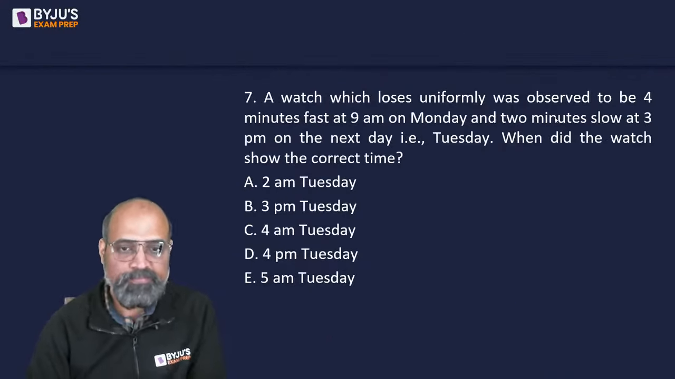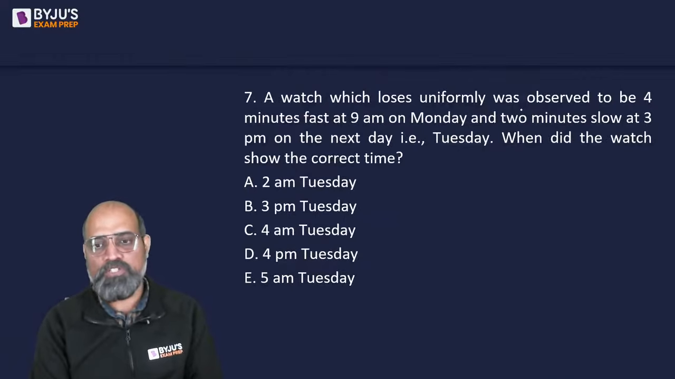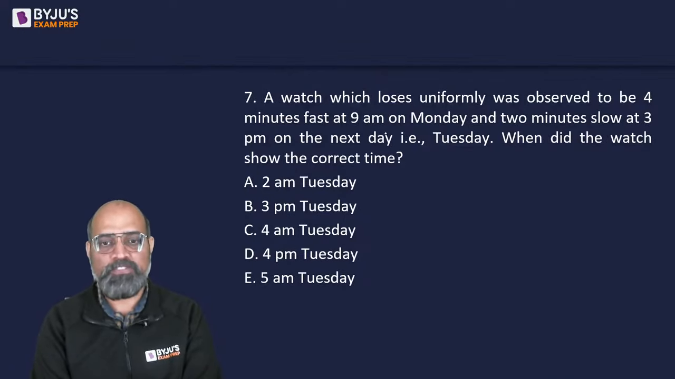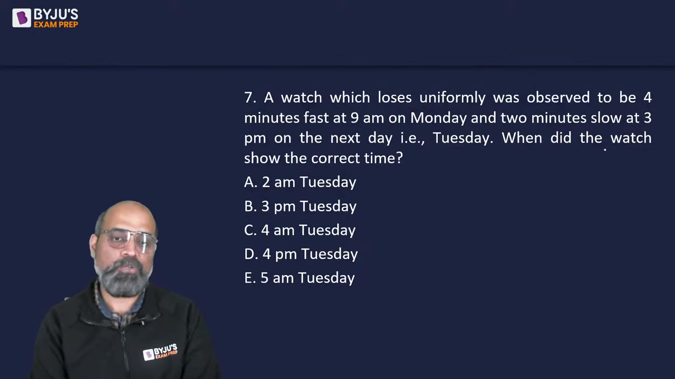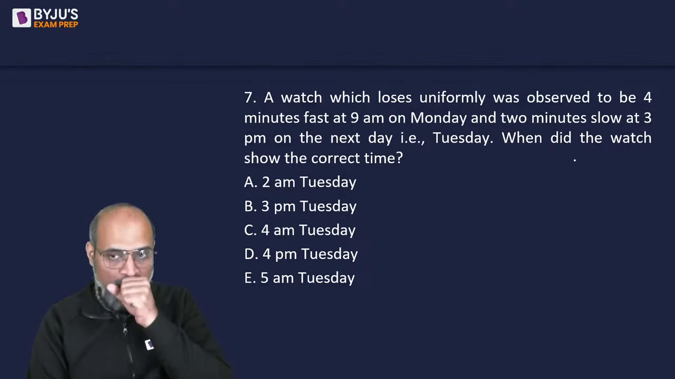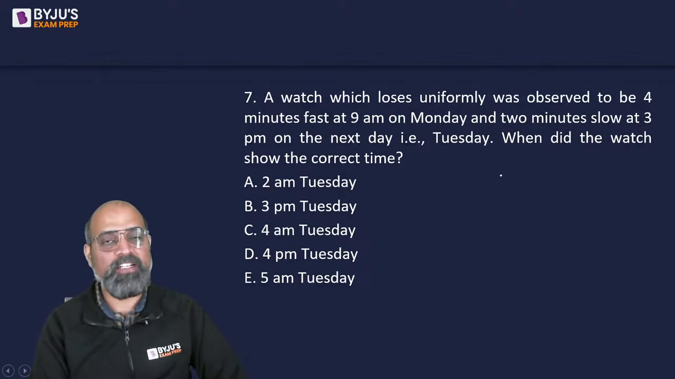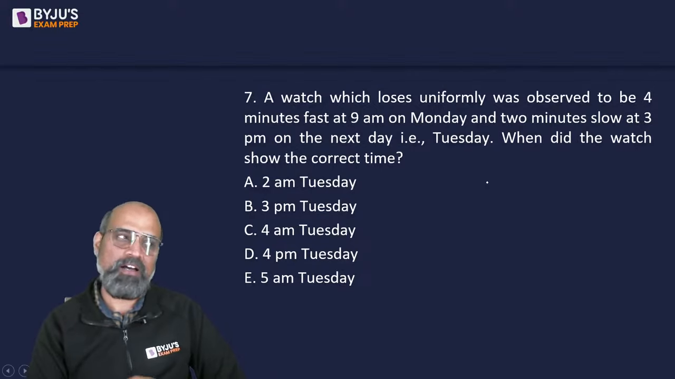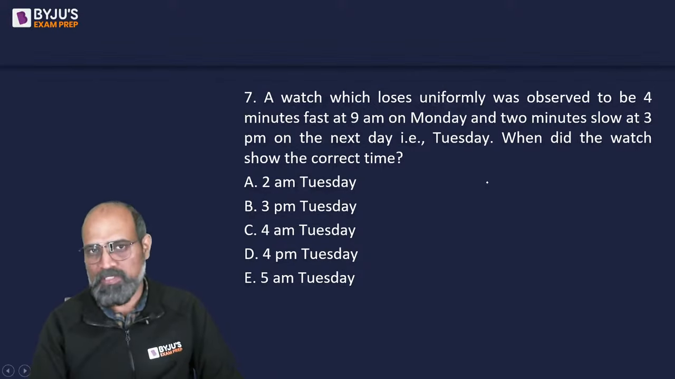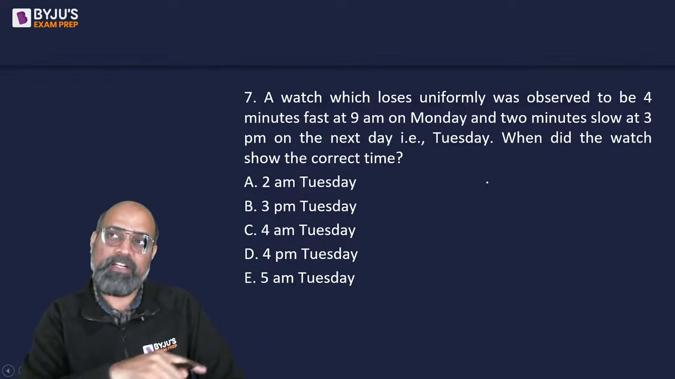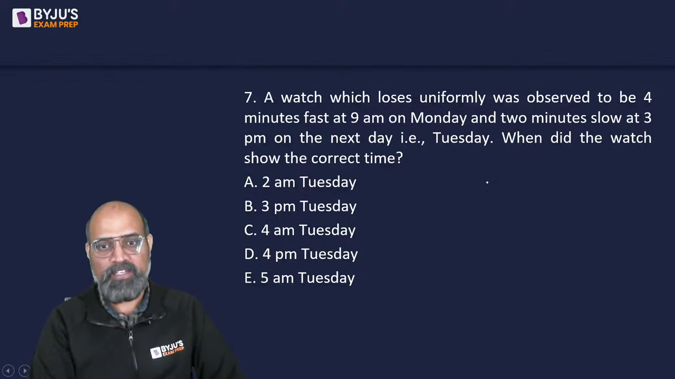Okay, next one. A watch which loses uniformly was observed to be 4 minutes fast at 9 a.m. on Monday and 2 minutes slow at 3 p.m. the next day. When did the watch show the correct time? Now, we can use the ratio or we can use pure common sense. We will use ratio, but not the ratio that we discussed at the beginning.